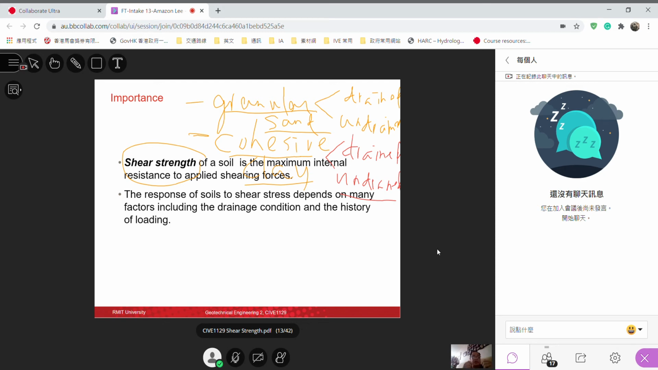The pore water pressure takes a long time to dissipate. So when we apply the load on top of the sample of soil, immediately what we can mobilize is only the undrained shear strength, because at that time the pore water doesn't have the time to dissipate. So the pore water will still sit in the pore space of the soil particles, and because of that, affecting the development of the interface shear strength, the frictional shear strength. So the drainage condition is extremely important.